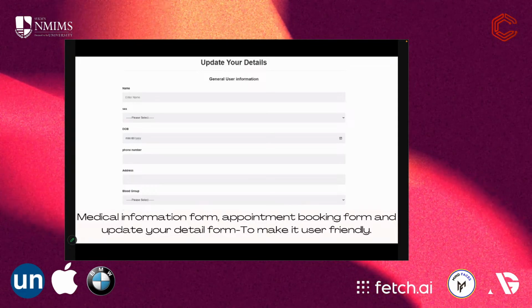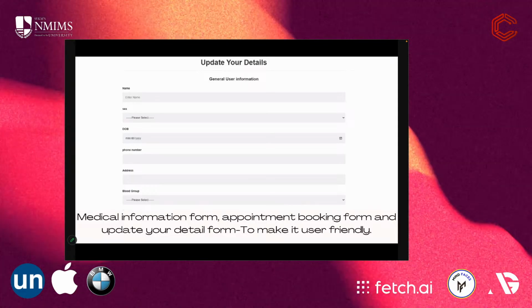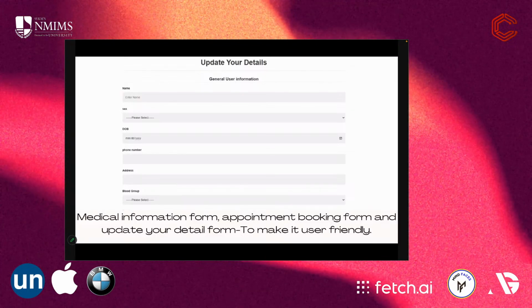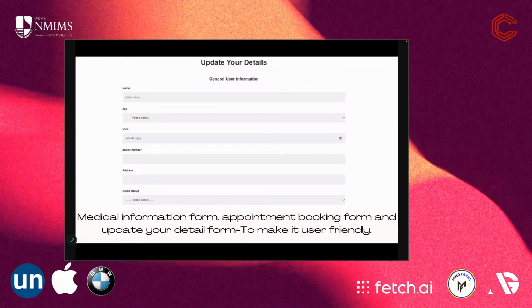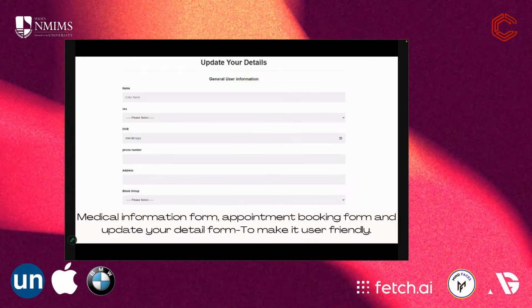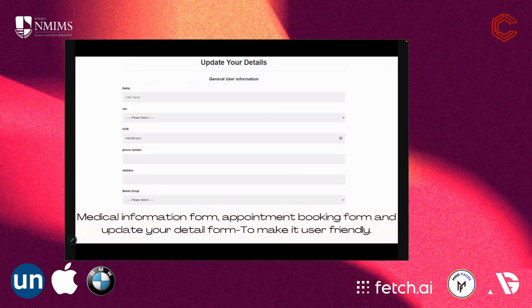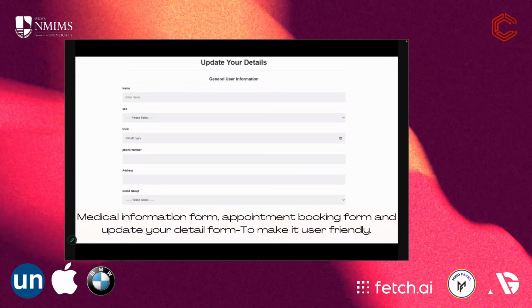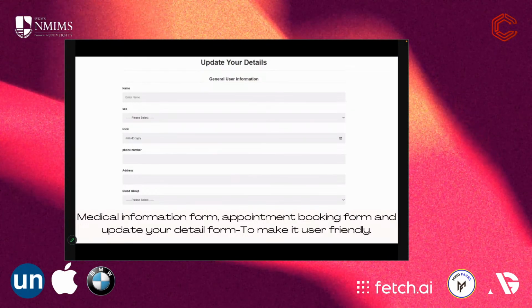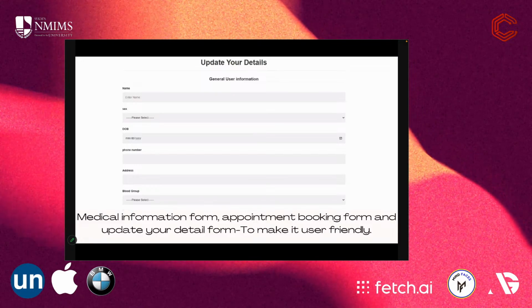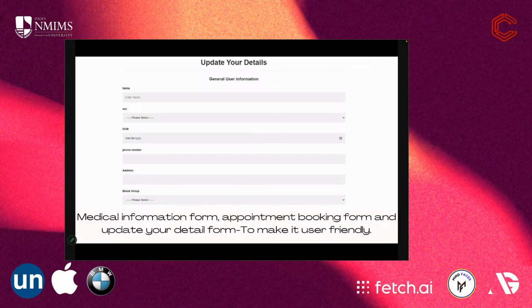If a user identifies an inaccuracy in their information, they can use the update details form to correct it and successfully update their medical history. This ensures that their record reflects the most accurate and current information for improved healthcare management. So basically, the three forms, which are the medical information form, appointment registration, and update form, are user friendly.